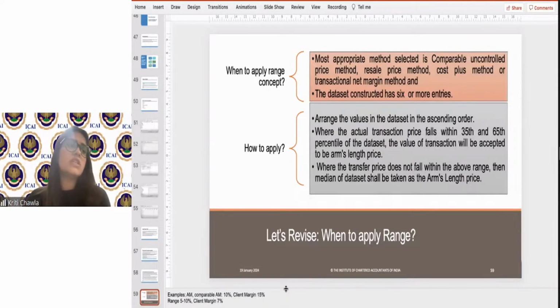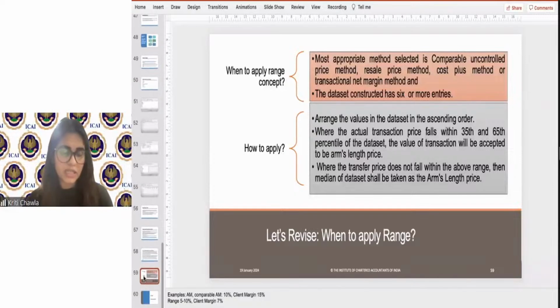In a situation where I have 5 comparable companies, I need to use the arithmetic mean. So if my client margin is 5% and the arithmetic mean comes to, say, 2%, then I am at arm's length price because my margin is greater than the arithmetic mean. Your margin should always be greater than or equal to the arithmetic mean, or it should lie within that range. That is how you apply the range method in transfer pricing.